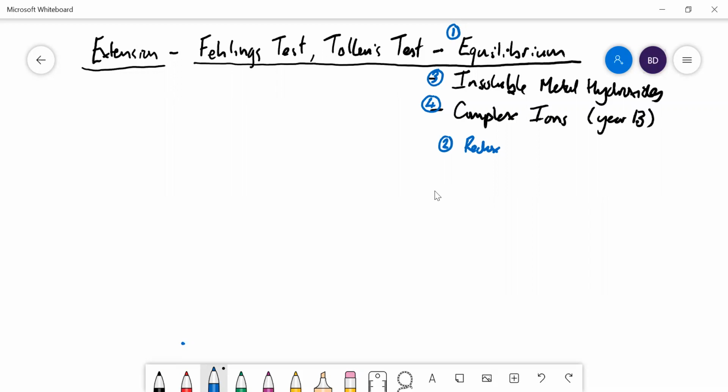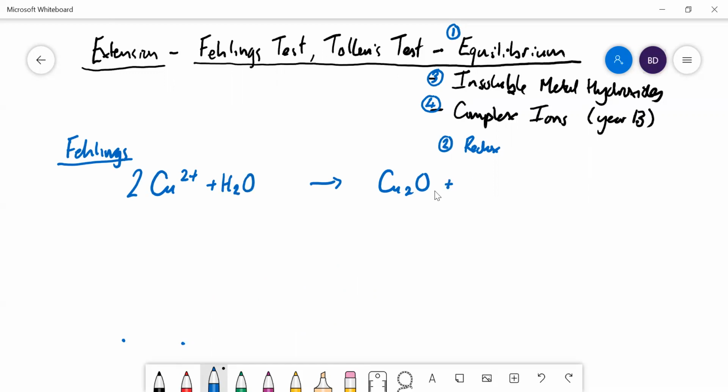Okay, so let's have a think about Fehling's test first of all. Fehling's test, we know, involves copper 2+ ions, and they get reduced to copper 1 oxide. So let's balance that half equation. I need to put a 2 there, and then an H2O here. Then I need to balance the hydrogens, so I need 2 H+ on that side. And in terms of charges, I've got 4+ on this side and only 2+ on this side, so I need to put in 2 electrons, don't I?